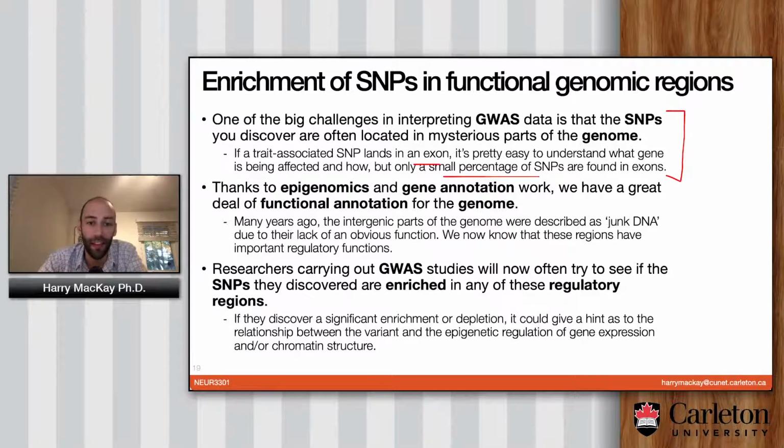It used to be the case that these intergenic parts of the genome between genes were described as junk DNA. They had no obvious function. They didn't seem to code for genes, and so what could they possibly be doing? But we now know that these areas have an important regulatory function. So what researchers are doing now is after they do a GWAS study, they'll try to see if the SNPs they've discovered are enriched in any of these regulatory regions.